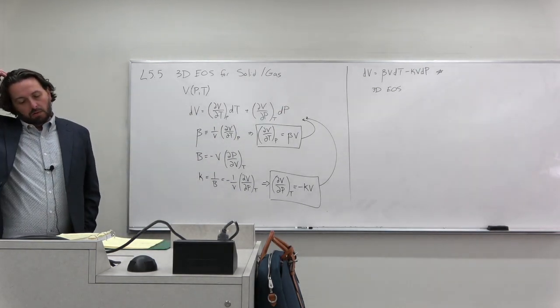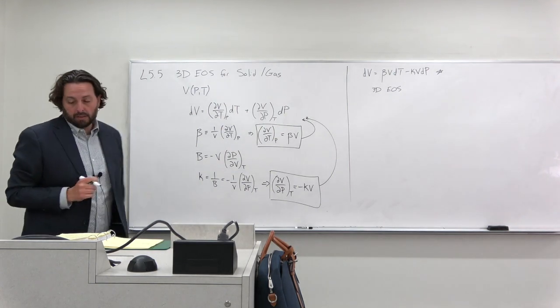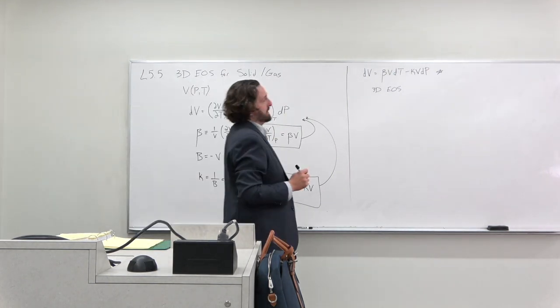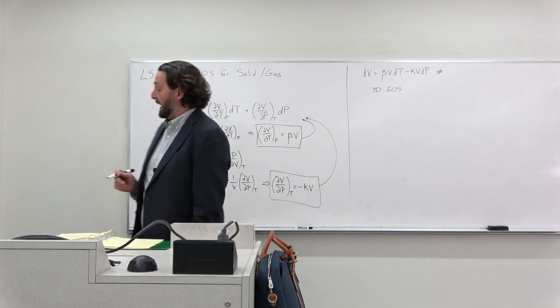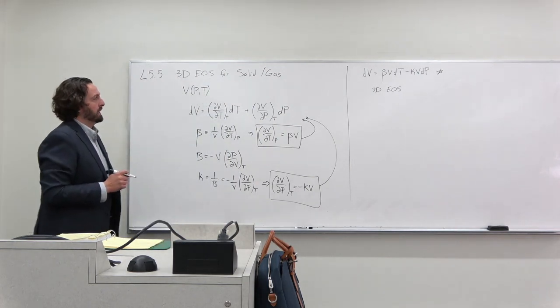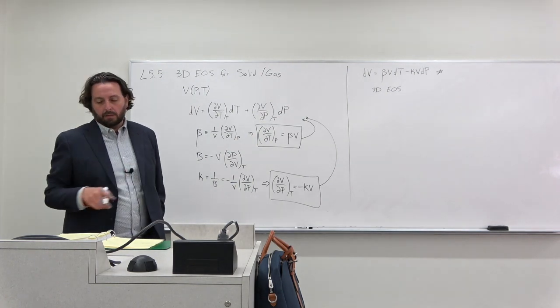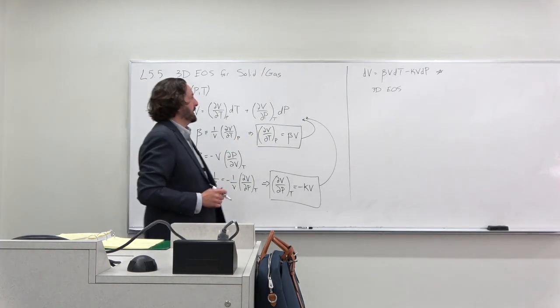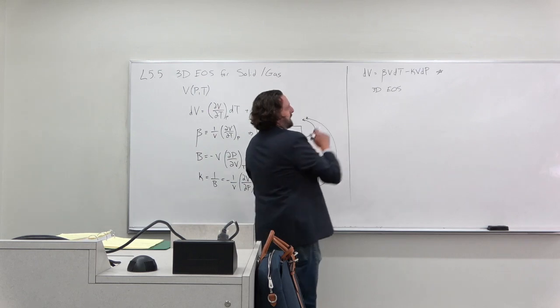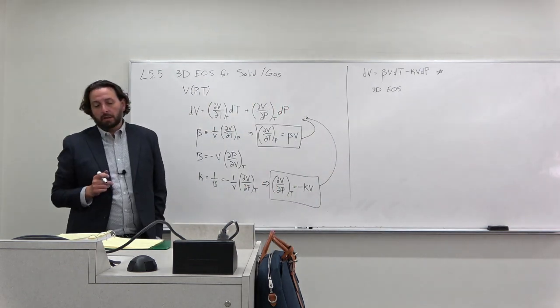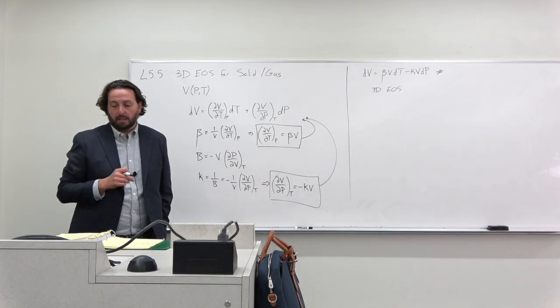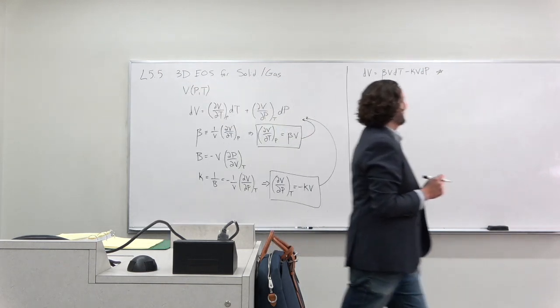Okay, so we're going to stop there for lecture 5.5, and next time we're going to continue on. We're going to use this to look at the work. We're going to explore this three-dimensional equation of state a few times, and then we are going to calculate some work. Okay, next time.